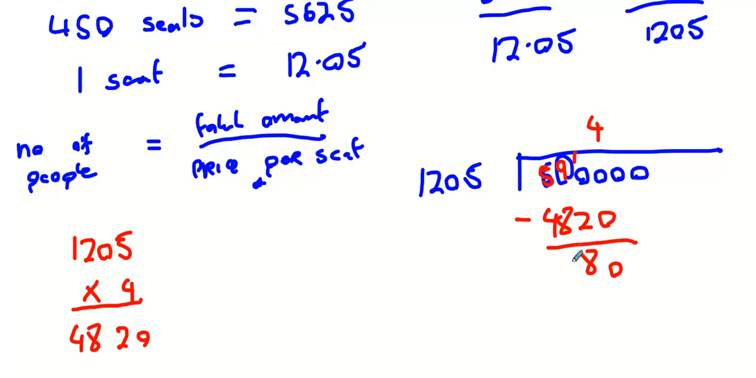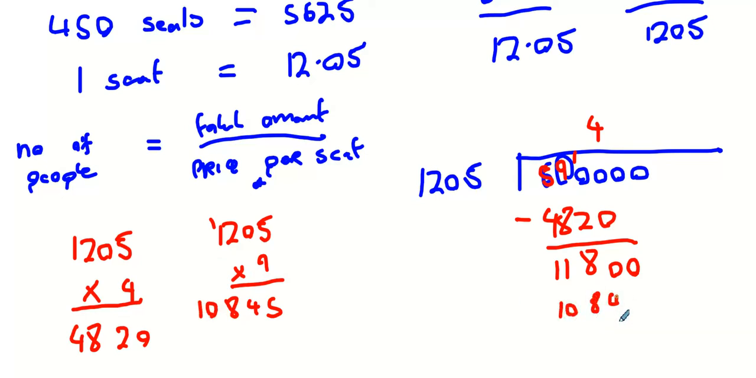59, take away 48 is 11. Okay. Next thing there, borrow the 0. Now, how many times does it go into 1,180? Well, let's see, 1,205. I think we might be able to multiply it by 8 or 9 here. 10 is too big, so we're going to multiply this by 9. We're going to get 5. Carry the 4. 9 times 2 is 18, carry the 1. 9 times 1 is 9, plus 1 is 10, so 10,845. Take them away from each other.